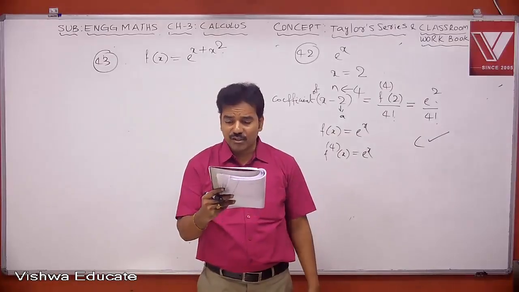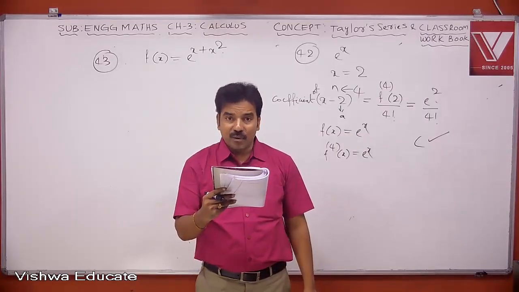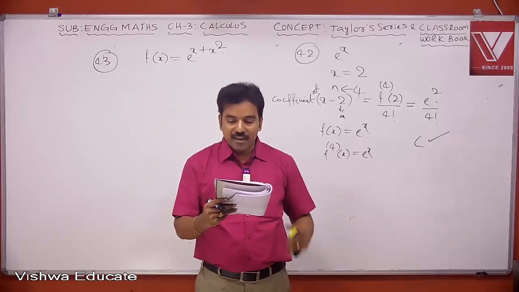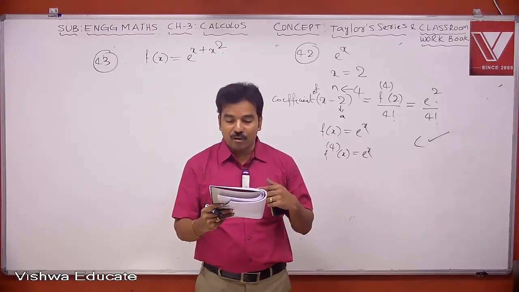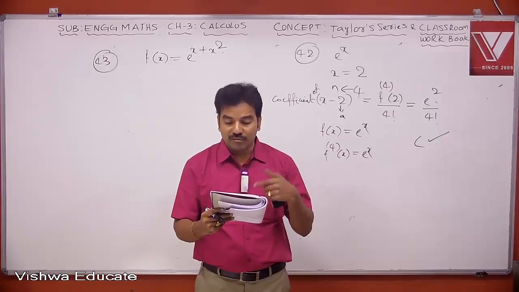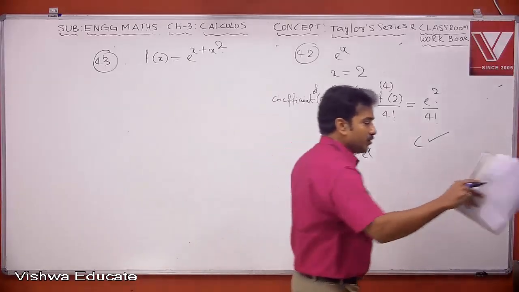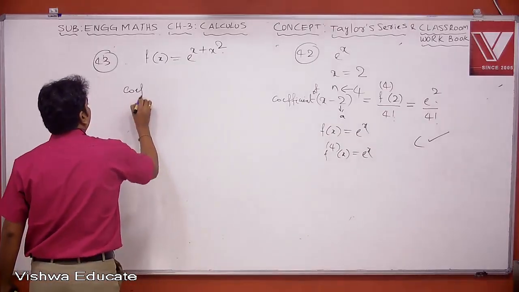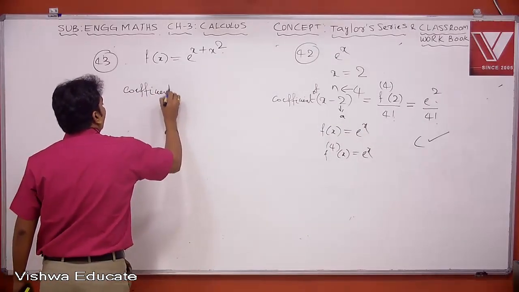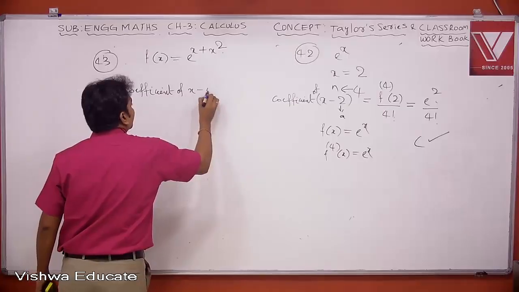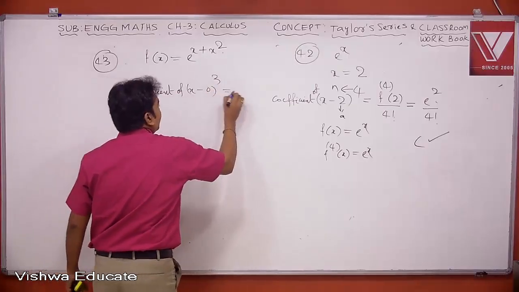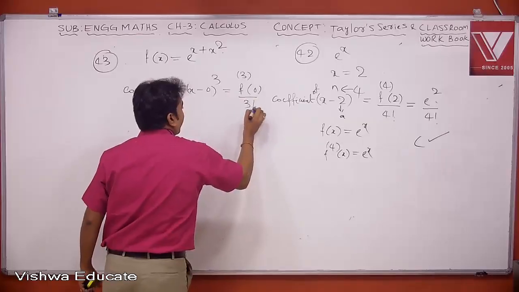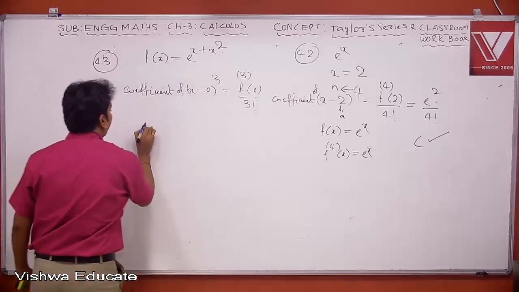If the coefficient of x cube is 7 by 6, C will be right. If it is 7, D will be right. If it is 1, the answer can be either A or B. In that case, I need to go for the coefficient of x square. So let us go for the coefficient of x cube. This is the coefficient of (x minus 0) whole cube, which is the third derivative of f at 0 divided by 3 factorial. So I need to go for the third derivative.